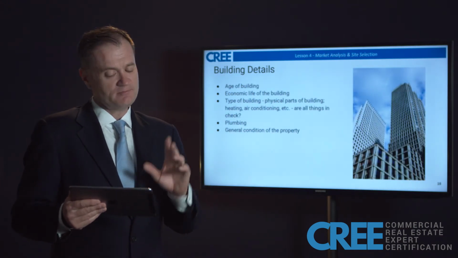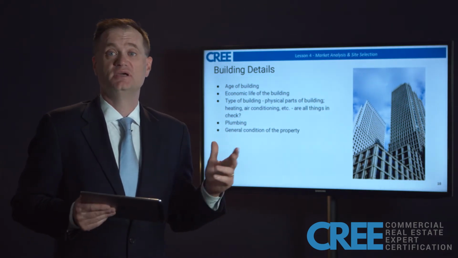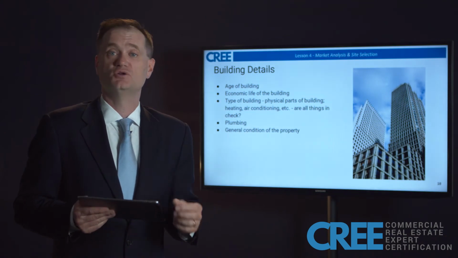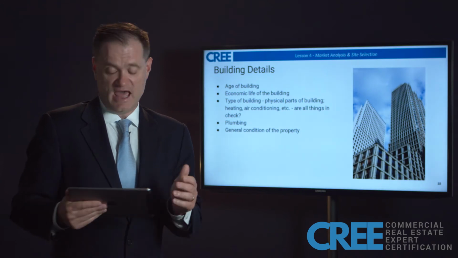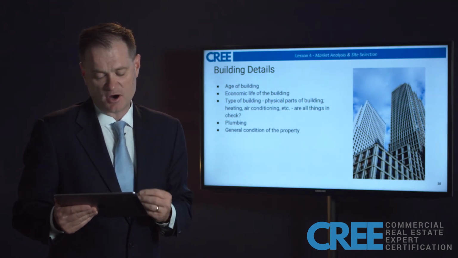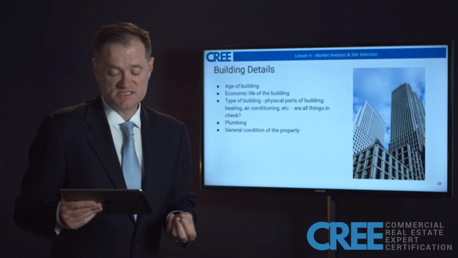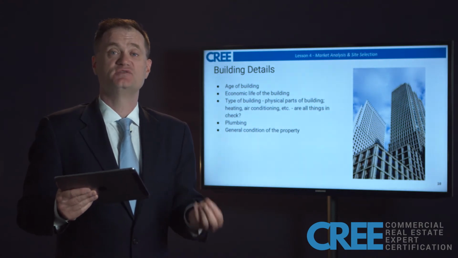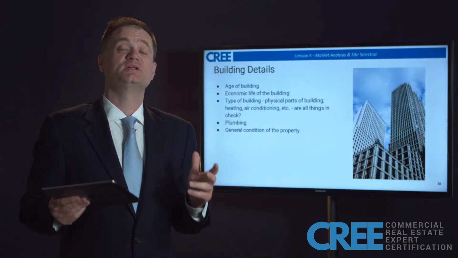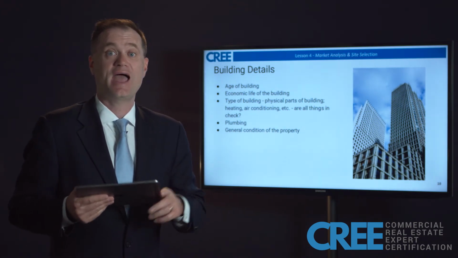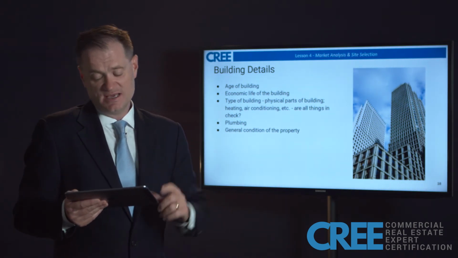Building details. Age of the building, obviously very important. The economic life of the building. The age could be 50 years, 100 years old, but it's been renovated multiple times, and so the economic life still has maybe 80% of its life left. So you want to look at that and understand that part of it. What is the type of building? The physical parts of the building. What does the heating and air conditioning look like? The HVAC, has it been serviced? When was it last replaced? What are those capital expenditure items that have been or haven't been taken care of or replaced in the last 5 or 10 years? Understanding those.